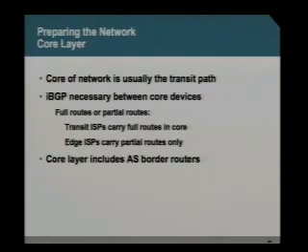The core of the network is usually the transit path. iBGP, of course, is necessary here, full routes or partial routes. If you're a transit provider, providing transit for other autonomous systems to the internet, then you tend to need to carry full routes. You can try and do it in partial, but it gets a little bit hairy to try and manage it properly. Whereas if you're sitting at the edge of the internet, you're not really a transit provider for multiple ASs, you can get away with just carrying partial routes in the core.